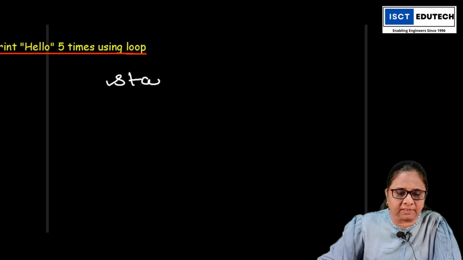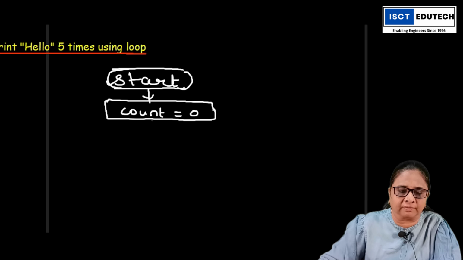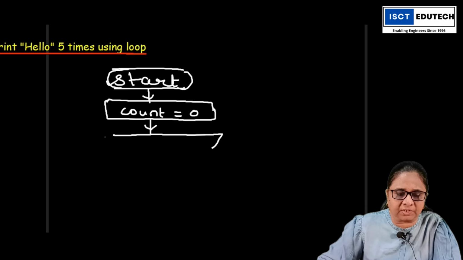My first step is start, so enclose it in a rounded rectangle. Next, I will take one variable, the loop control variable. I will call it count. You can call it A, B, C, anything, but I prefer to use the word count right now. So the variable name is count. What is the process that should be repeated? The process that should be repeated is print hello. So I will say print "hello", with hello in double quotation marks.